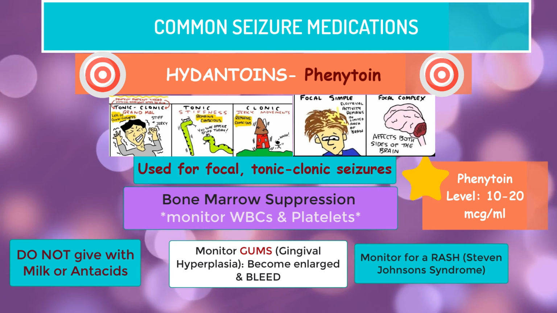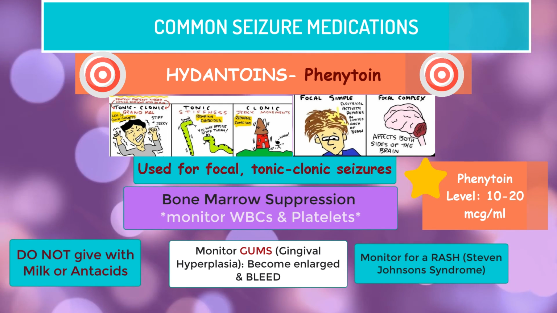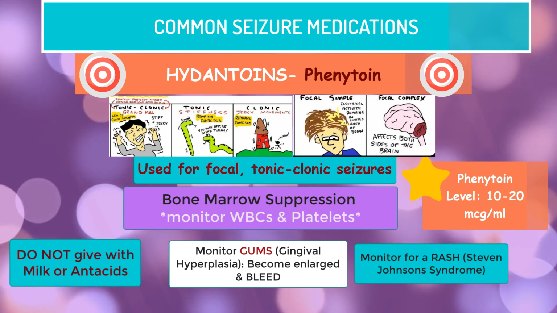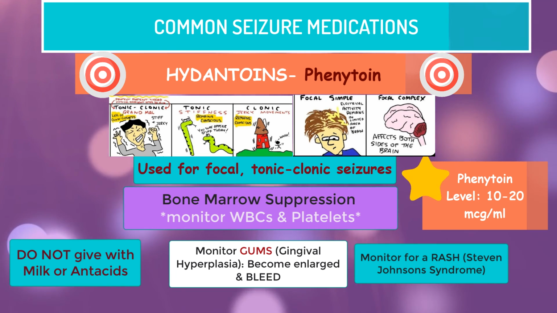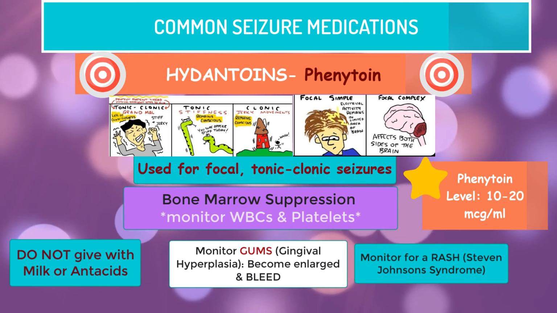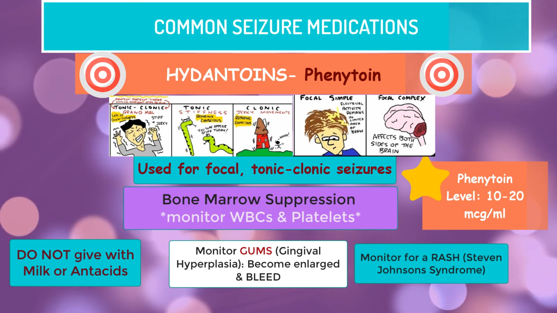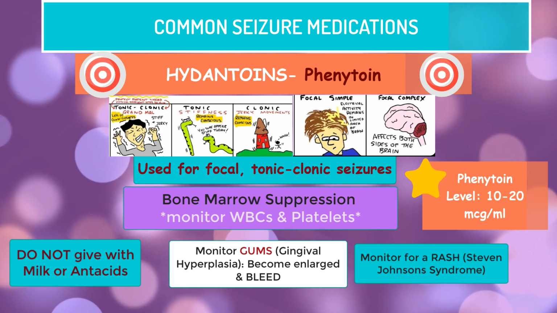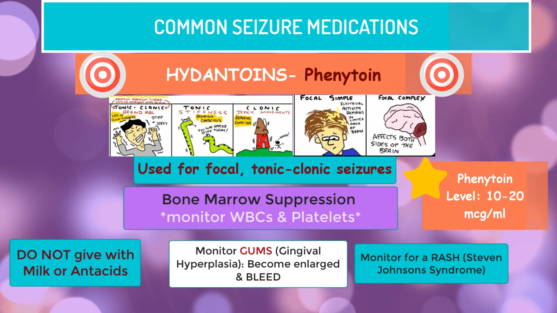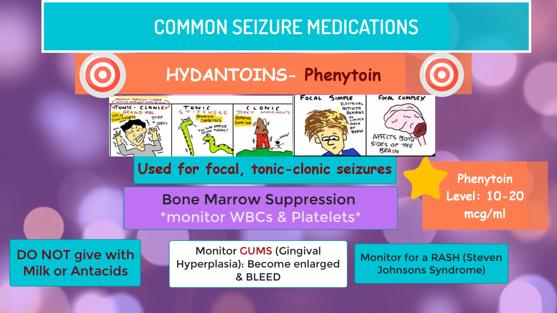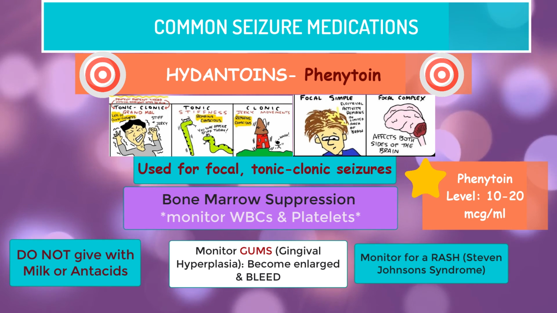Another medication that is given for seizures is called phenytoin, which is part of the classification of hydantoins. It is used for focal and tonic-clonic seizures. This medication has a lot of things that you as a nurse have to monitor in your patient. First, bone marrow suppression. So you need to monitor your patient's white blood cell count and platelet counts as they can drop. Also, as a nurse, you need to assess your patient's gums and educate them on having good oral hygiene because this medication can cause gingival hyperplasia, which is when the gums become very enlarged and start to bleed.